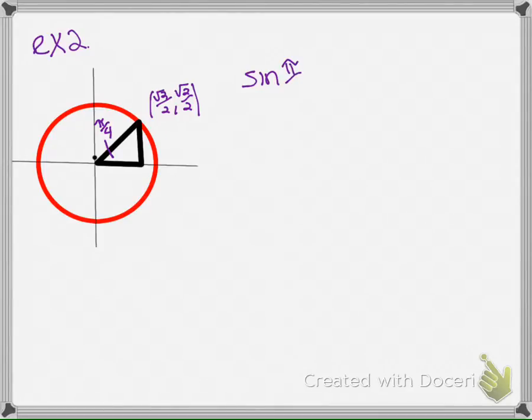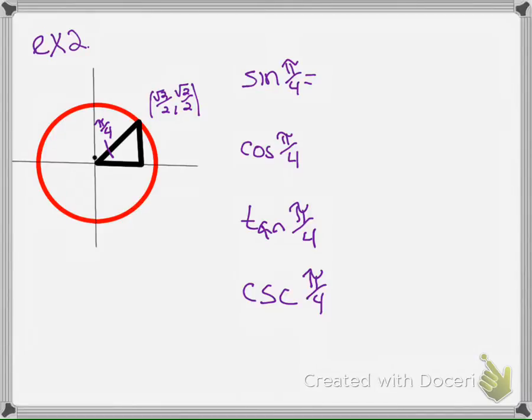What's the sine of pi over 4? We have cosine of pi over 4. Tangent of pi over 4. Do you want to start there and then we'll go on to the next one? Do you want us to do all of them right at once? We might as well do them all, right? Okay. And I'm going to put cotangent off to the side.